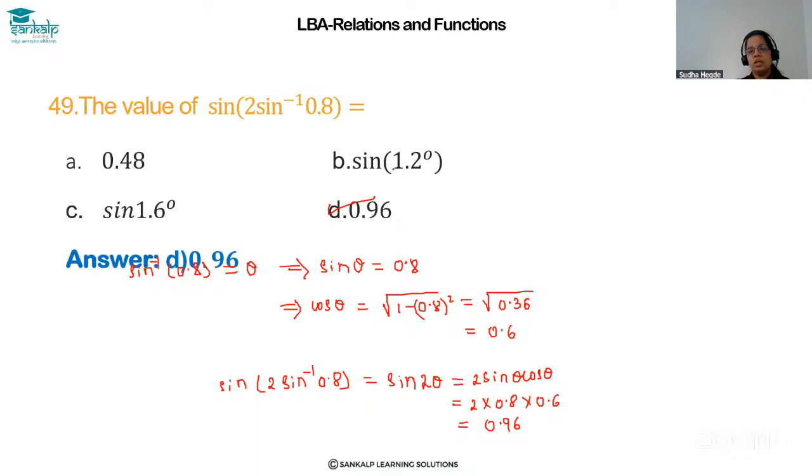Okay, got it right? Major step, you need to take sin theta is equal to 0.8 and you have to remember the sin 2 theta formula. Okay, got it?